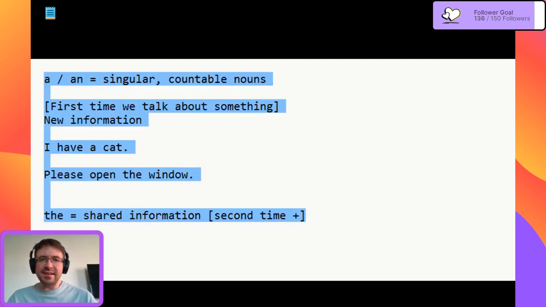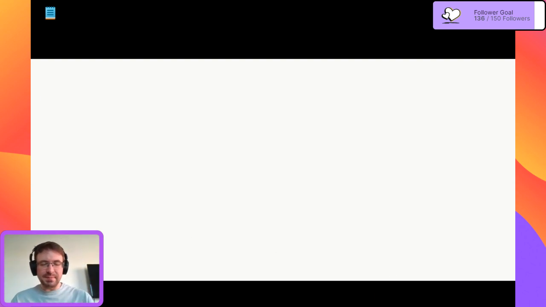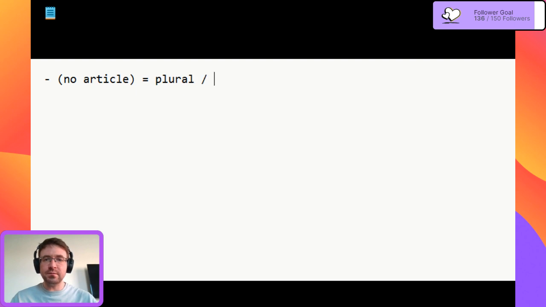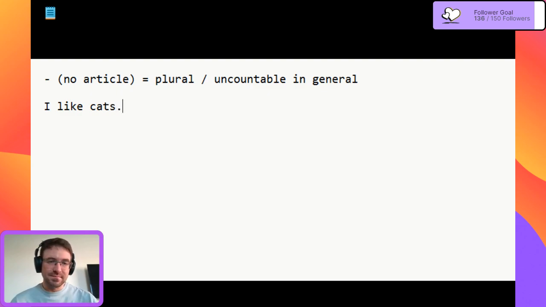The other one that we have in general is no article. I will go into more detail about each of these in just a minute. We use this to talk about plural or uncountable nouns in general. So there is nothing specific. You're not referring to something that's shared. It's just very general information. So again, if we have cats as our example, you can say, for example, I like cats. All cats, any cats, doesn't matter which ones. I like all of them. And so we use no article in this situation.